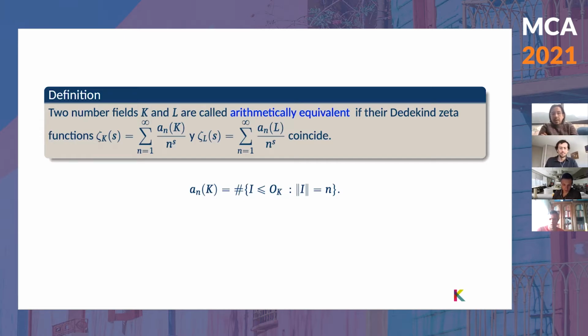Basically that means that if you want to count the number of ideals of a given norm in one field, that is exactly the same as the number of ideals of the same norm in the other field.